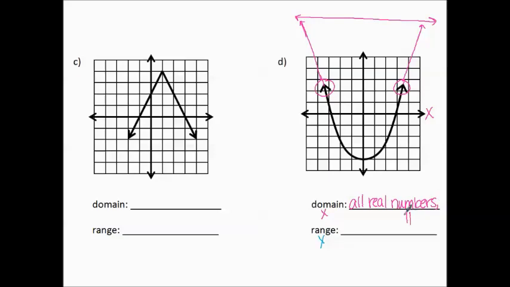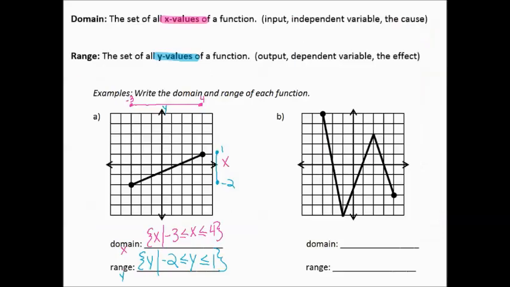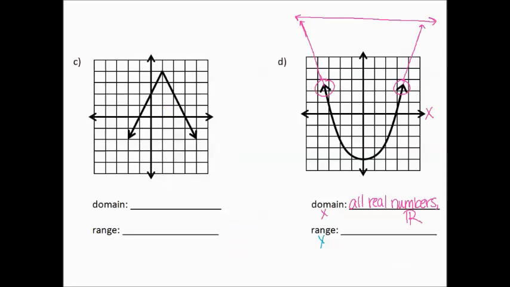or we can use the symbol. It's an R with two lines. That's our symbol for it. All real numbers. Any number, any x value will work on this graph. In our last one, we had to pick a number between -3 and 4. Now we could pick any number and it would be on this graph.